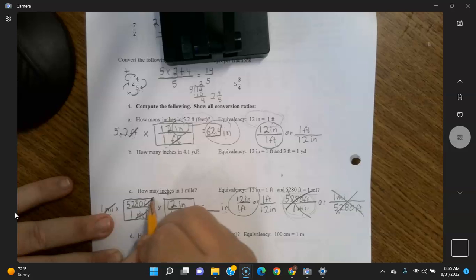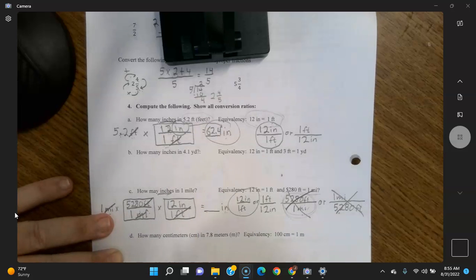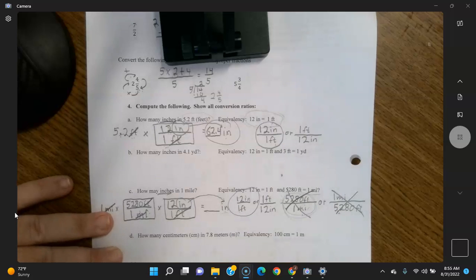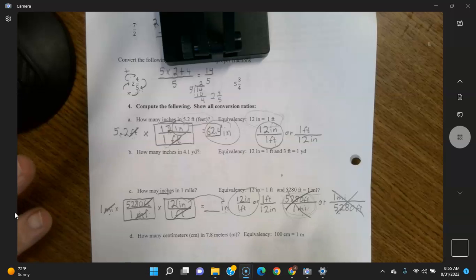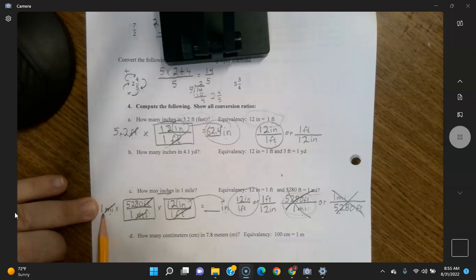So feet on top cancels with feet on bottom, and inches here is the last man standing. Right there. So now you know you have the problem set up correctly. Now you're ready to deal with the numbers, to do the number crunching. So it's everything on top you multiply: 1 times 5,280 times 12, and then you divide by everything on the bottom. Divided by 1, divided by 1.